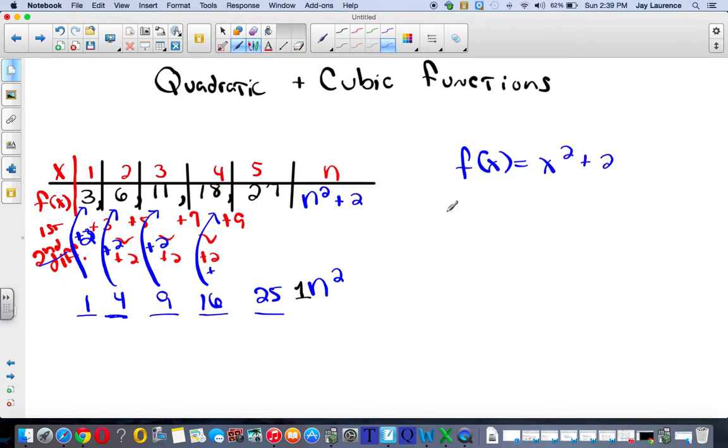And then if I want to figure out a different number, I could do, say, f of 10. Well, that would be 10 squared plus 2. So that would be 100 plus 2, and that'll equal 102. Yeah, there you go. Pretty easy stuff. Went down to the second difference, and you found that it had to be n squared.